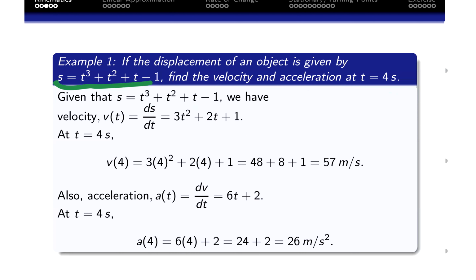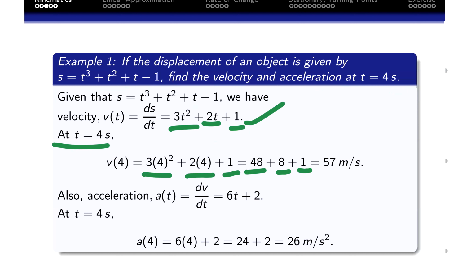So at time t equals 4 seconds, all you need to do is put 4 wherever you find t. So 3t squared becomes 3 times 4 squared, 2t becomes 2 times 4, and then this is plus 1. 4 squared is 16 times 3, that's 48. 2 times 4 is 8, and then you have 1. That's 48 plus 8, 56, plus 1, 57.